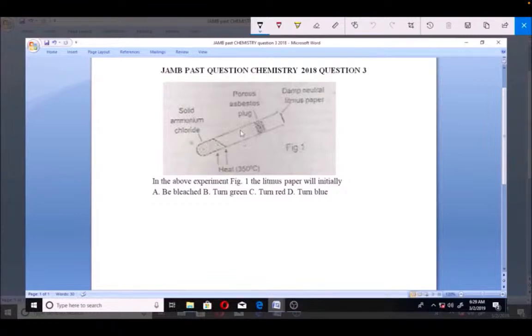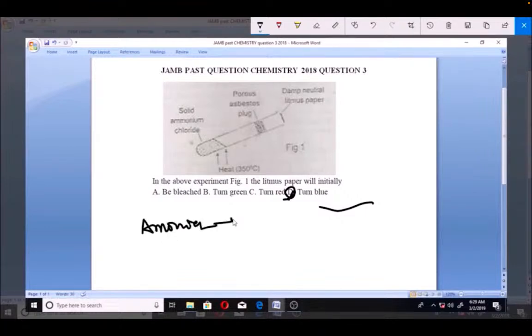So what will ammonia gas do to a damp neutral litmus paper? Ammonia gas is an alkaline gas, so it will naturally turn the neutral litmus paper to blue. So the actual answer to this problem is that it will turn blue. D is the answer. Because why? With the experiment that we are looking at, ammonia gas is going to be formed.